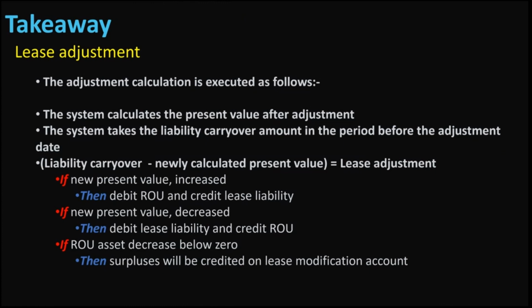If the new present value increased, then debit right of use asset and credit lease liability. If the new present value decreased, then debit lease liability and credit right of use asset. If the right of use asset decreased below 0, then any surplus will be credited to the lease modification account.